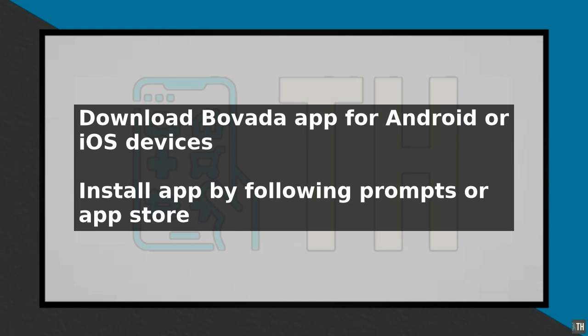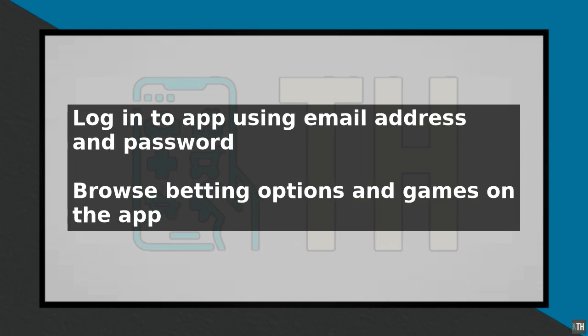You can then browse through the various betting options and games available on the app, including sports betting, casino games, and poker. Make sure to check the terms and conditions of the app, as well as any promotions or bonuses that may be available to new users.